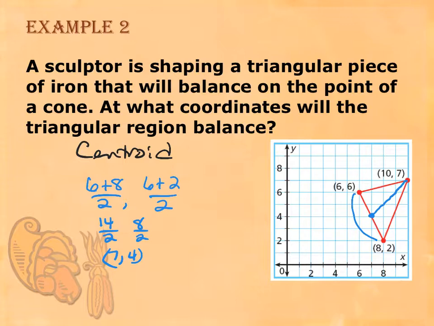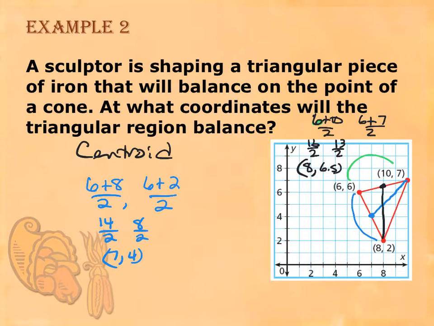Next, I'm going to find the midpoint for these two. So I'm going to do 6 plus 10, divide by 2, and 6 plus 7, divide by 2. This will give me 16 over 2 and 13 over 2. So this is going to give me the midpoint at 8, 6.5. So if I come over here, my midpoint is right here. Draw the median, it goes to the vertex.